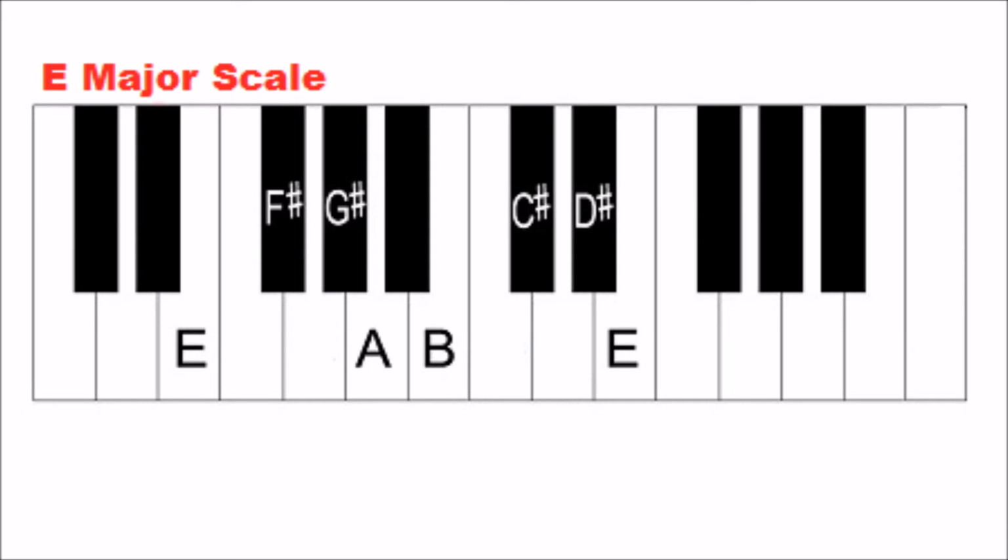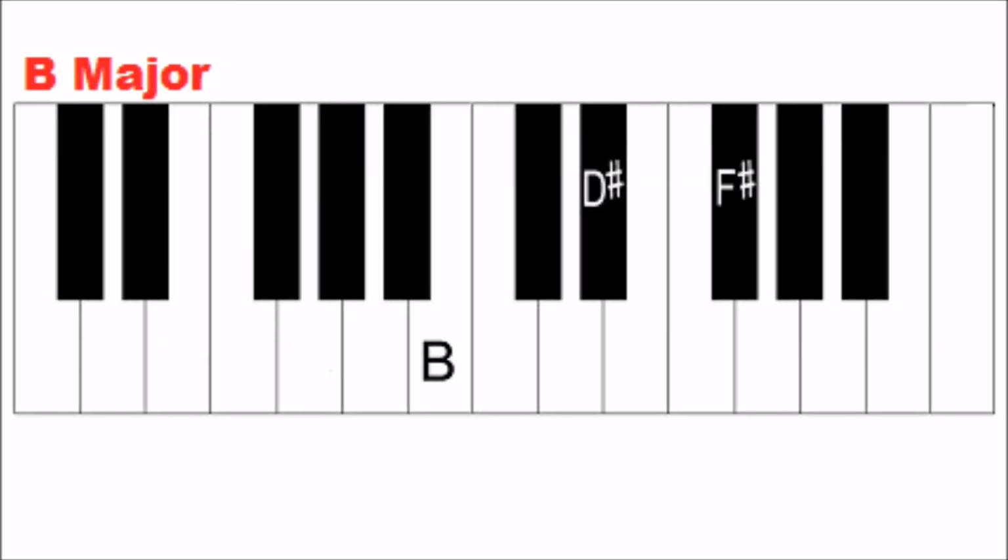You can start on B, skip C sharp, play D sharp, skip E, and play F sharp, giving you B, D sharp, F sharp. And this is a B major chord.